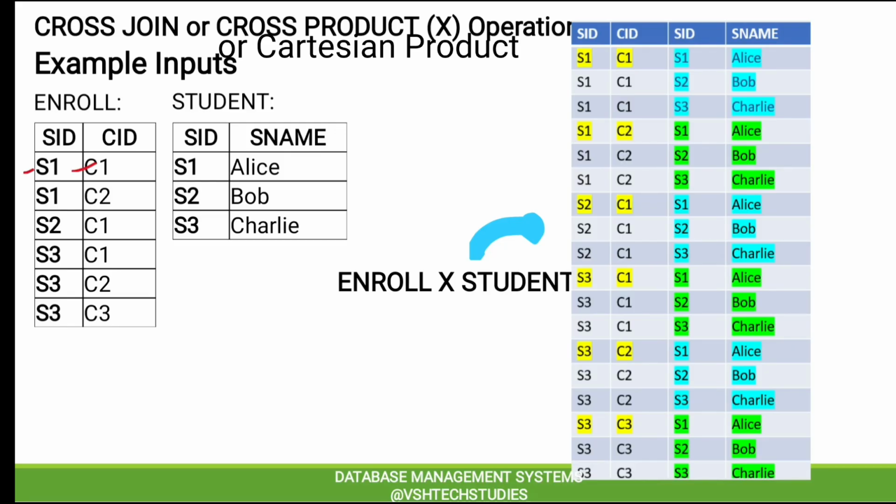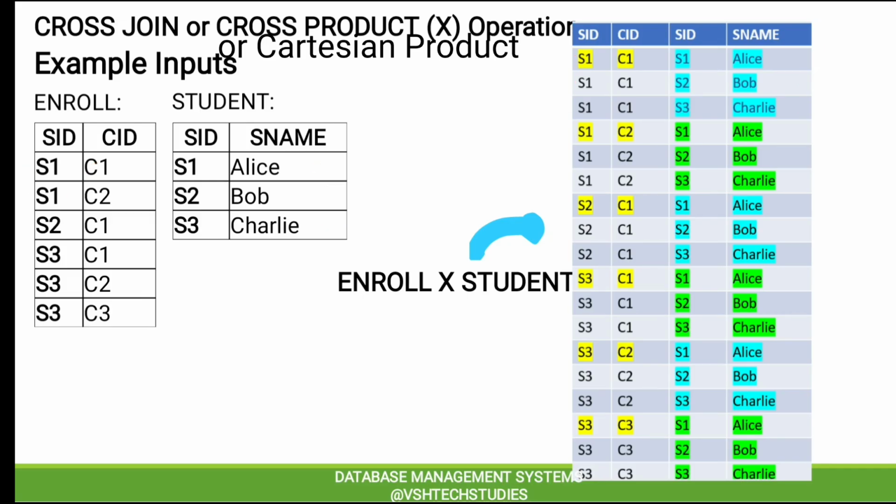The first row is taken, it is joined with the first row of the second table, and the first row in the product relation is generated. Next, the first row is joined with the second row in the second table. So we have the next row in the product relation. So the first row in the first table is joined with the third row in the second table, and hence the next row in the product relation is done. So this is the operation with the first row of the first table.